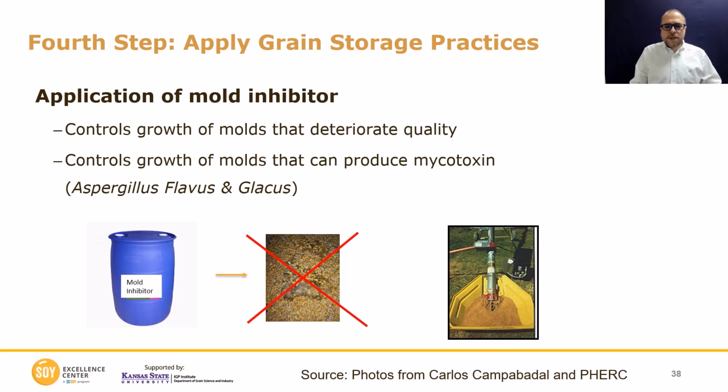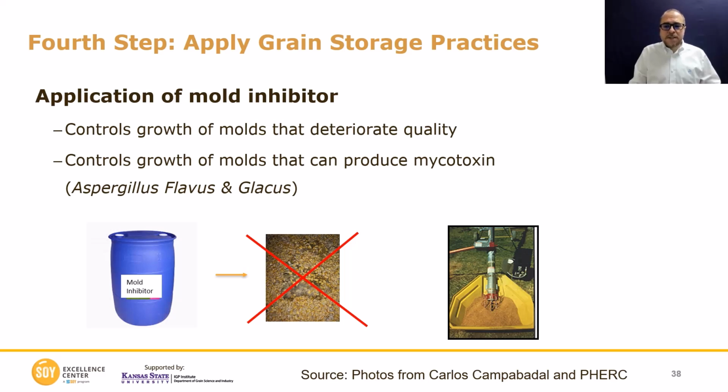Another storage practice that is also used worldwide to control mold growth is the application of mold inhibitors. Those are mainly acids like propionic acid that are mixed in the grain in solid or liquid form in order to prevent the growth of mold.